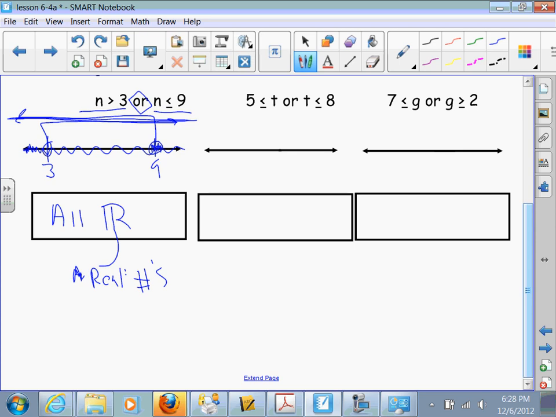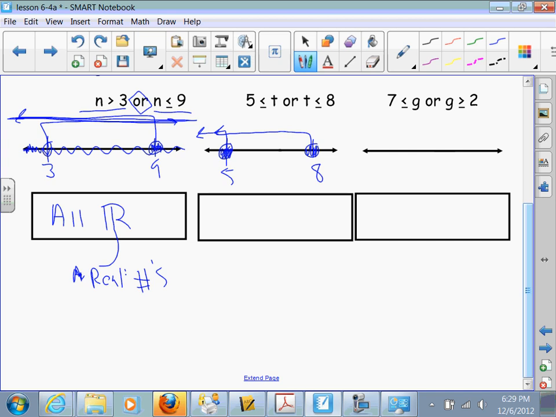All right, let's do the same thing here. 5 is less than or equal to t. So I'm going to put 5 here. That's my lowest number. 8 is here. And I'm going to graph 5 is less than or equal to t. Shaded circle and a line going to the left. And t is less than or equal to 8. So I have a shaded circle and everything going to the left again. Okay? Now check it out.